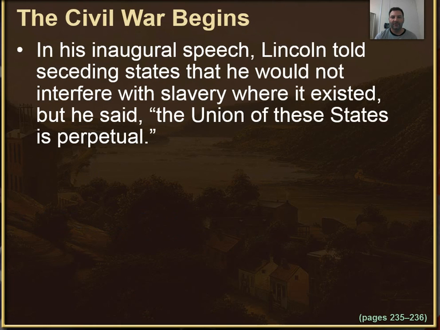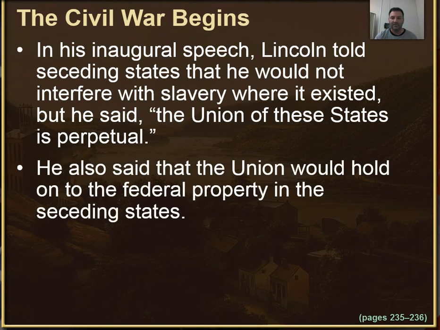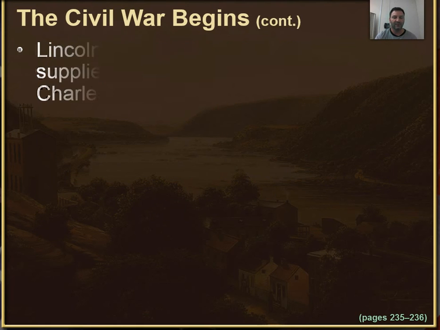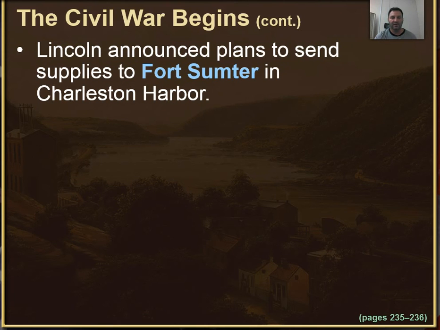The Civil War begins. In his inaugural speech, Lincoln told seceding states that he would not interfere with slavery where it existed, but he said the union of these states is perpetual. He also said that the Union would hold on to the federal property in the seceding states. Lincoln announced plans to send supplies to Fort Sumter in Charleston Harbor.